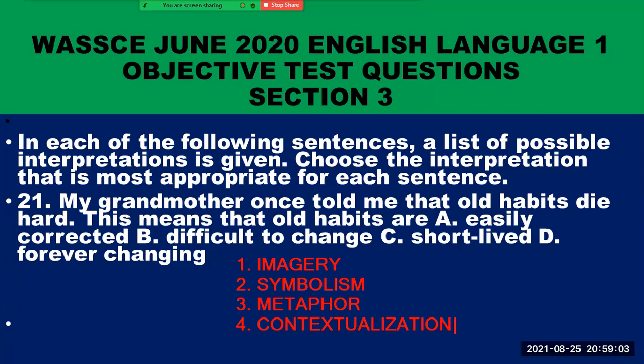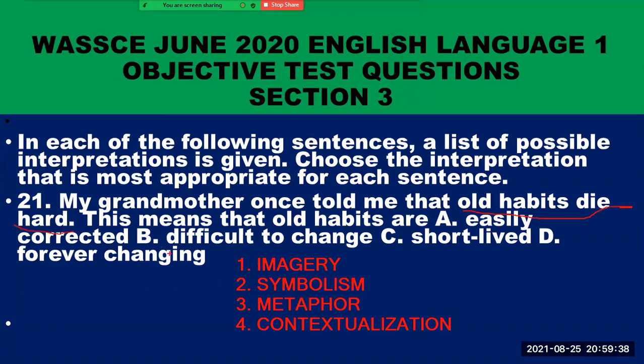Now, let's look at question 21 and use it for illustration. My grandmother once told me that old habits die hard. This means that old habits are A, easily corrected, B, difficult to change, C, short-lived, D, forever changing. Now, first, using imagery, let's look at, old habits die hard. Let's look at this expression. What picture does it paint in our mind?